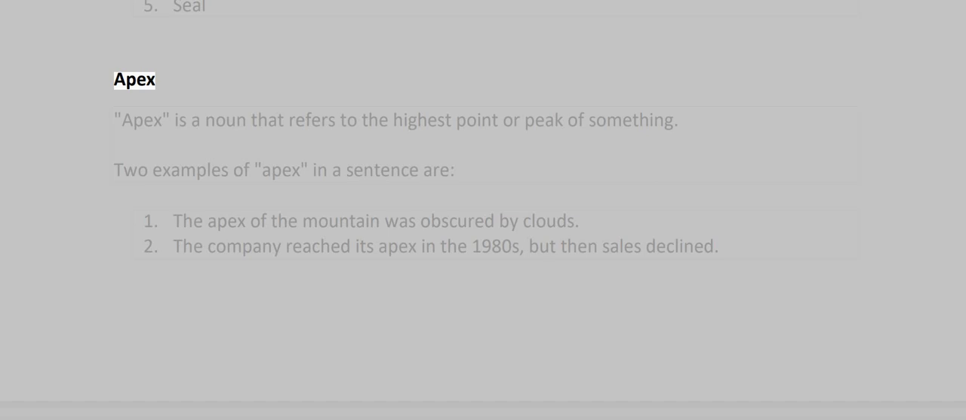Apex. Apex is a noun that refers to the highest point or peak of something. Two examples of apex in a sentence are: 1. The apex of the mountain was obscured by clouds. 2. The company reached its apex in the 1980s but then sales declined.